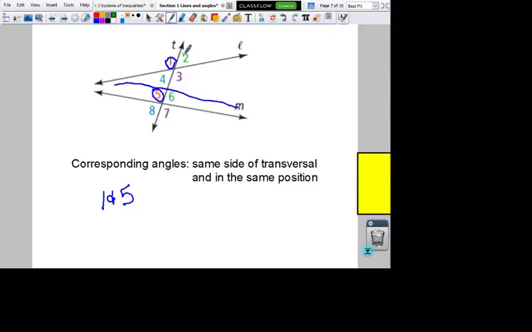If I look at angle 2, it is in the top right on this top set of 4 angles. What about on the bottom set of 4 angles? What's in the top right? 6. So 2 and 6 are corresponding. And then angle 4 is in the bottom left, angle 8 is in the bottom left. So 4 and 8. And then the last one, I have angle 3 and angle 7. 3 and 7 are corresponding. Corresponding is kind of the weird one because there are a lot of corresponding angles.